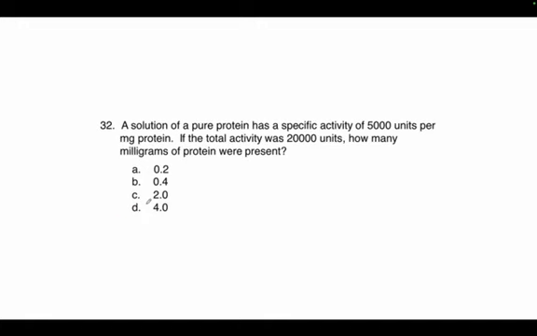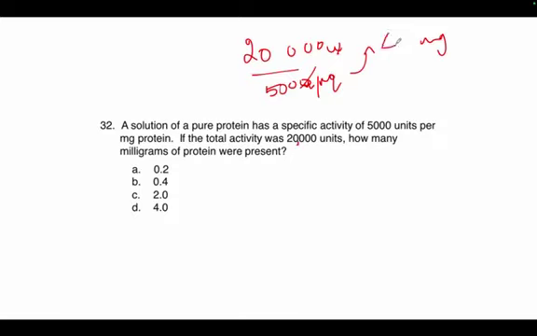A solution of pure protein has specific activity of 5,000 units per mg. If total activity is 20,000 units, how many mg of protein are present? Right? Simple. We have total activity 20,000 units. If we divide that by specific activity, right? This is units. This is units per mg, right? Units cancel. So we'll get the answer in mg. 20,000 by 5,000. The answer will be 4 mg of protein was present in the first place.